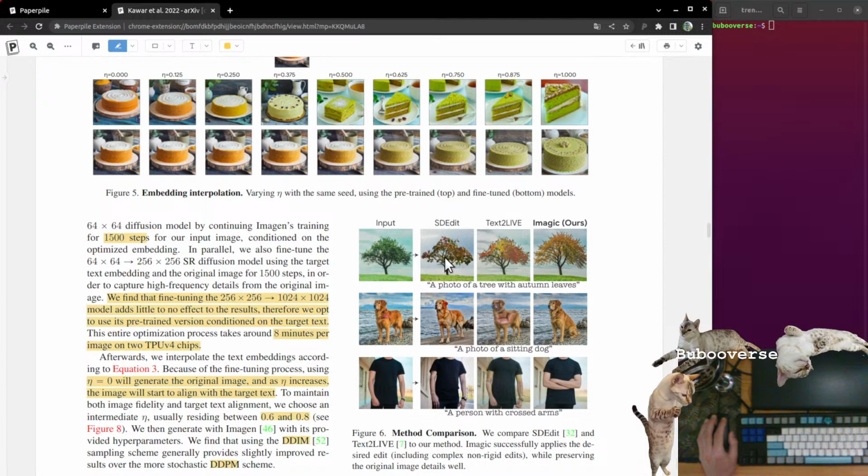The autumn leaves, right, just this style transfer concept, the SDEdit and Text2Live seem to understand. But sitting, crossed arms, right, these more complicated concepts, it seems like Imagic, this paper, is significantly outperforming these other ones here. These other ones don't really have any idea what's going on, right? This image and this image, it just applies a weird transfer or a weird style to it, but it's not actually changing the semantic meaning of a person with crossed arms.